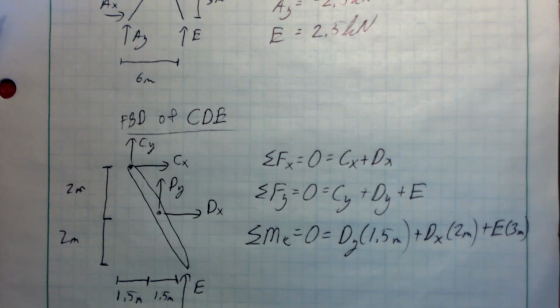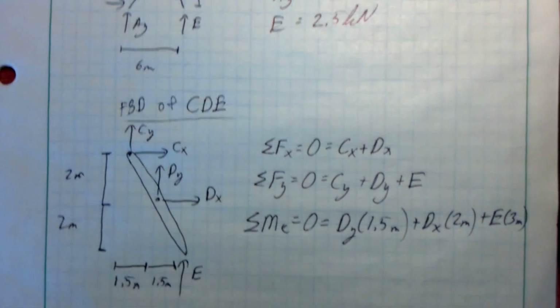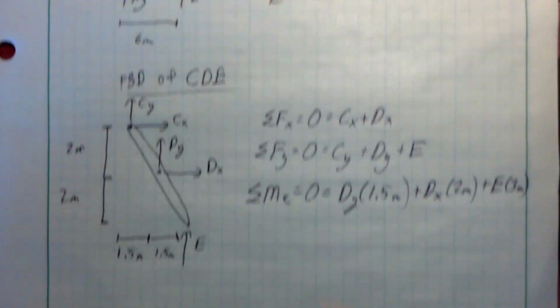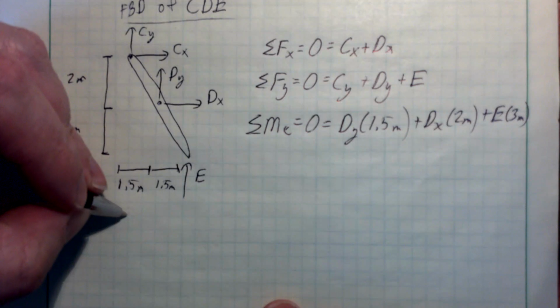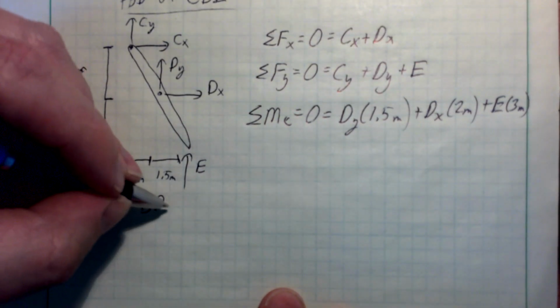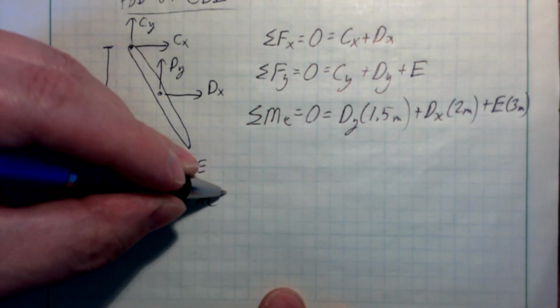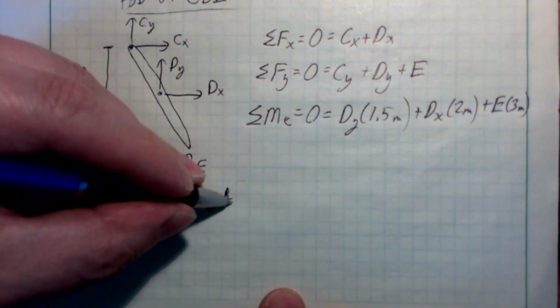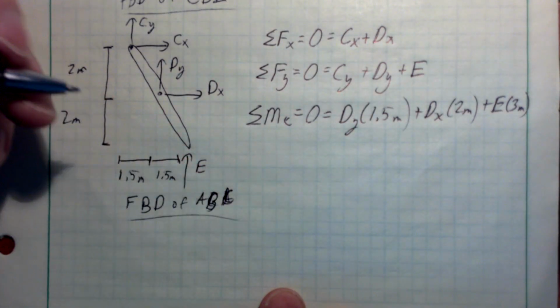Well, I can do a couple things. One thing I might do, now maybe this isn't what I would do if I was actually solving this. This is not the fastest way to solve it, but just to show you, let's draw a free body diagram of ABC.